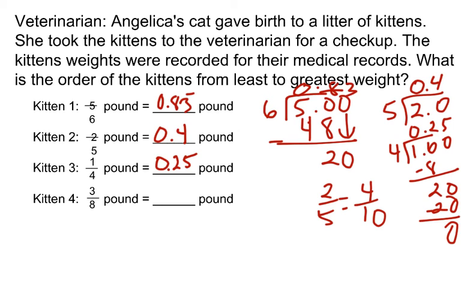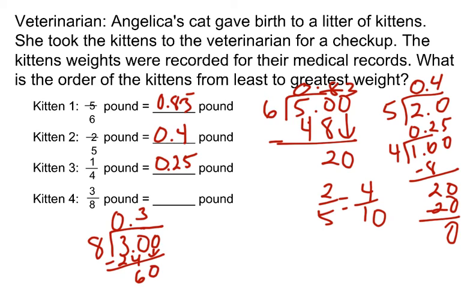Finally, you have 3/8, which is 3 divided by 8. And again, it's a proper fraction, so I should get a 0 in my ones, which I do, so that means I set it up right. 8 times 6, 8 times 7, 56. It's going to give me a remainder of 4. So that gives us 375 thousandths.